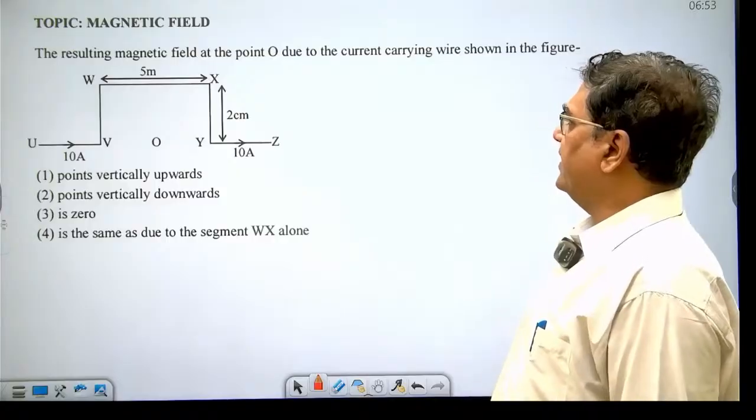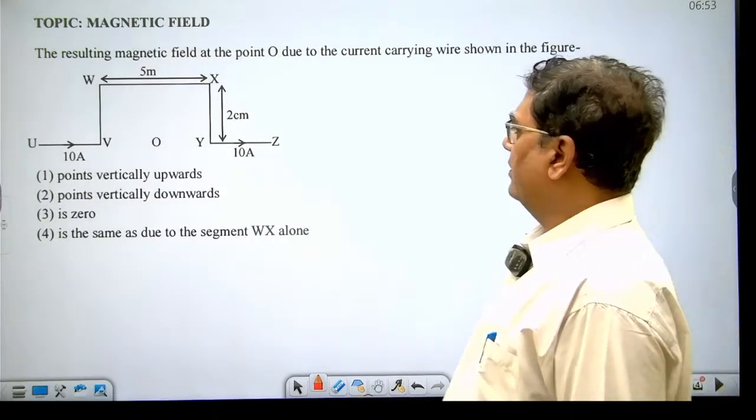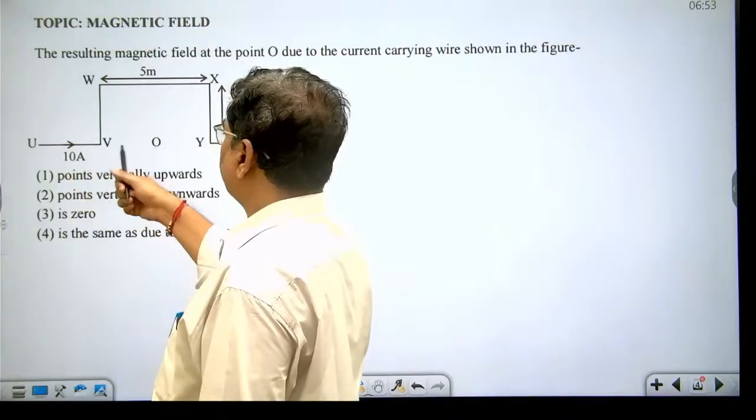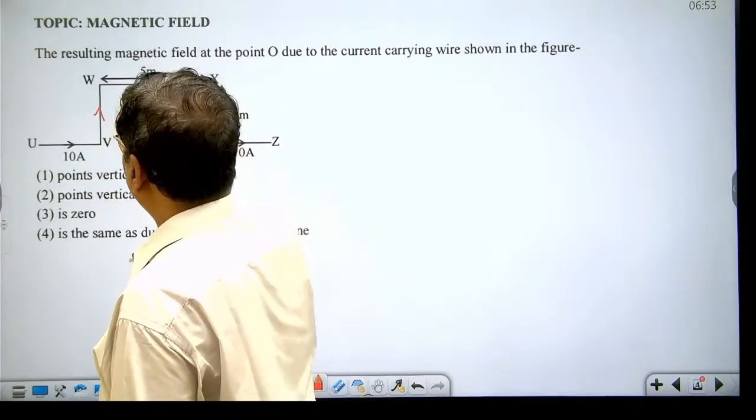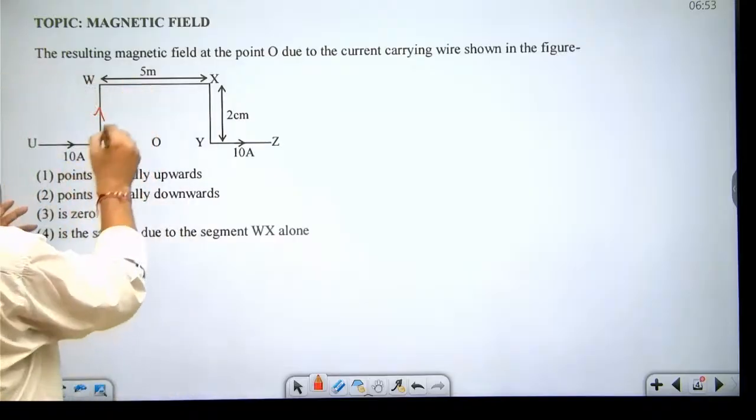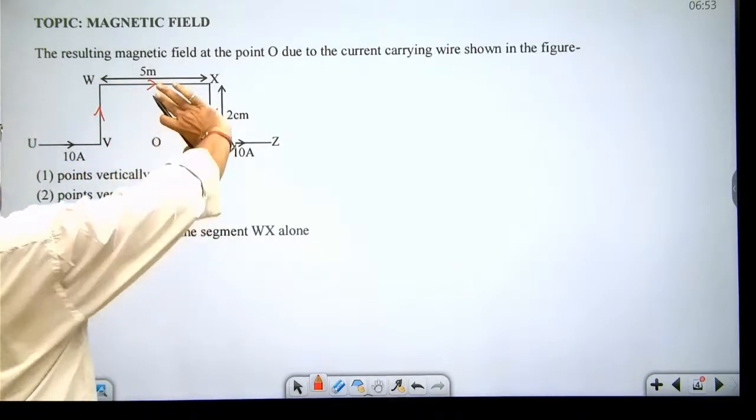The resulting magnetic field at the point O due to the current carrying wire shown in the figure. Due to this wire, the observation point is along the wire, so the magnetic field is 0. Due to this wire, the magnetic field will be downward, and due to this wire also the magnetic field will be downward, and due to this wire also the magnetic field will be downward.